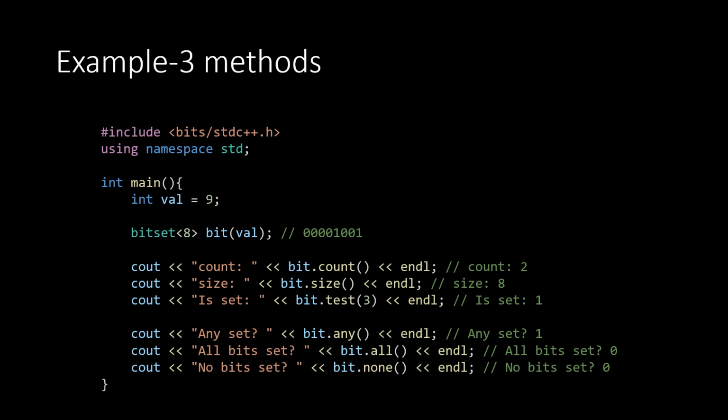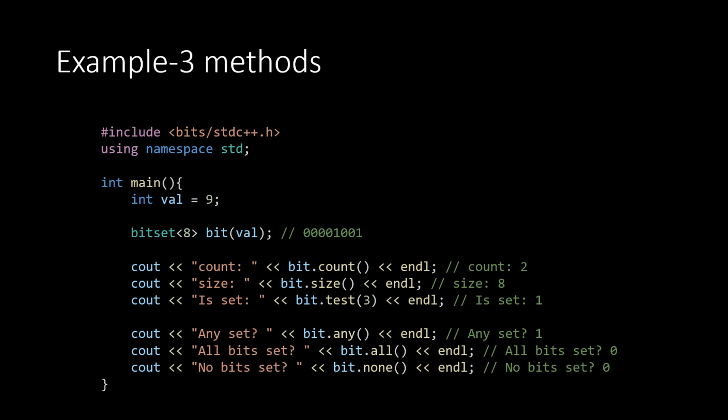So what is the difference between using the square bracket indexing and using the test method? The main advantage of the test method is that if the index is out of bounds, it will throw an exception. If you try to access a negative index or an out-of-range index, it will give an error. This is the main advantage of using the test method.